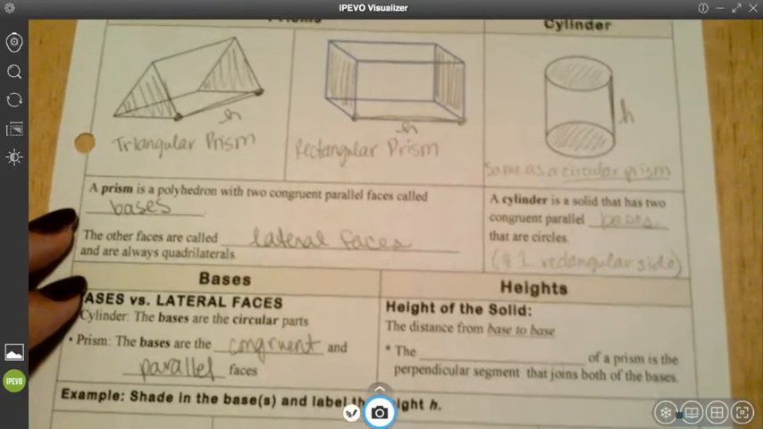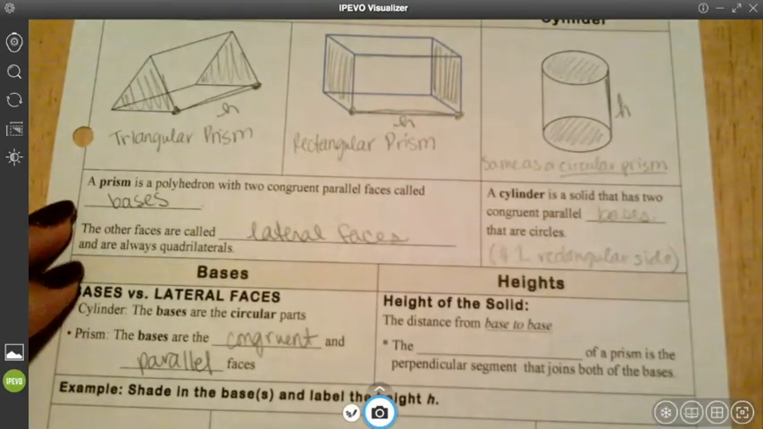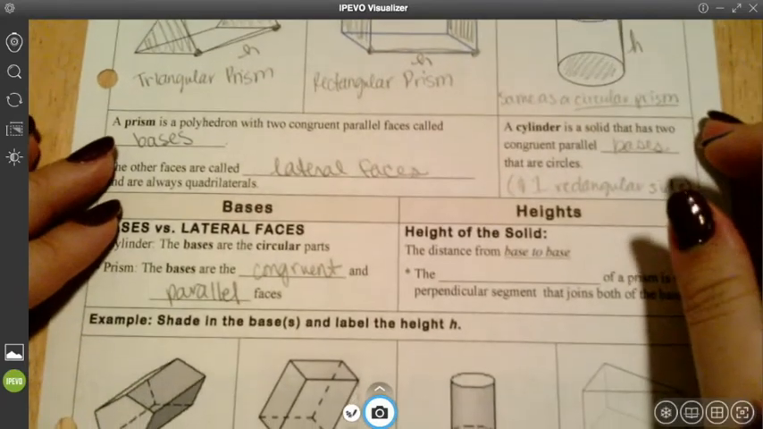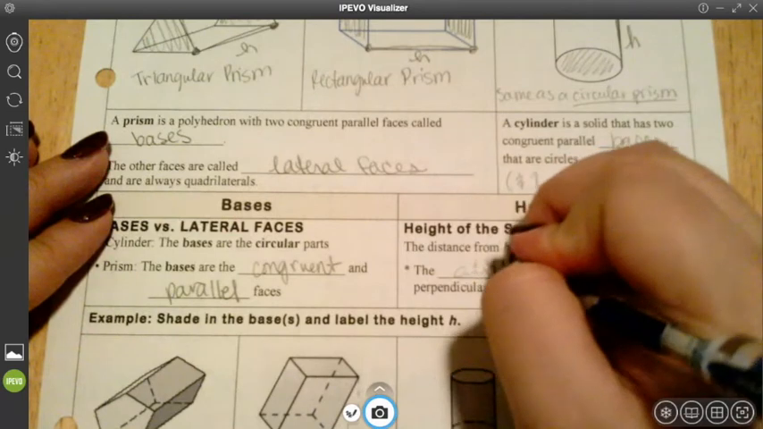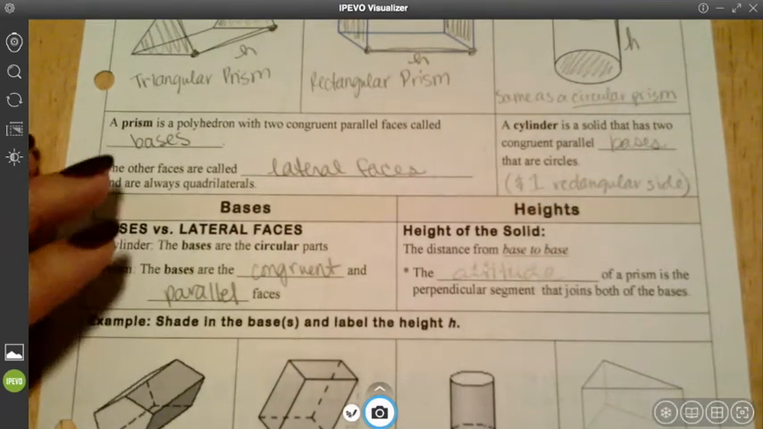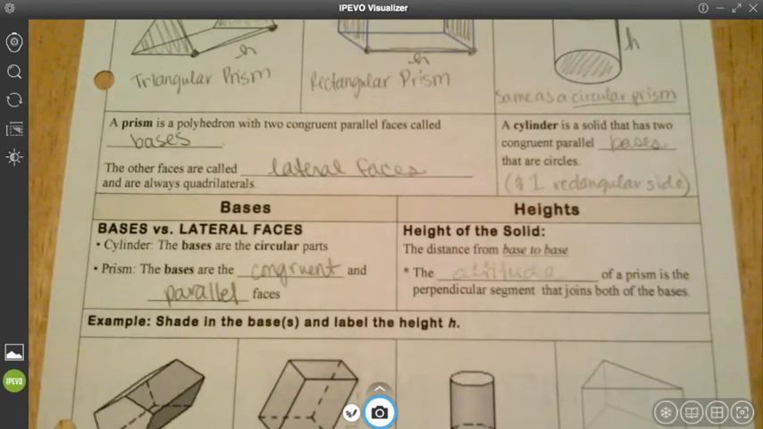And just like for our 2-dimensional figure, the object that we're using to measure the height is called the altitude. So the altitude of the prism is the perpendicular segment that joins both bases.